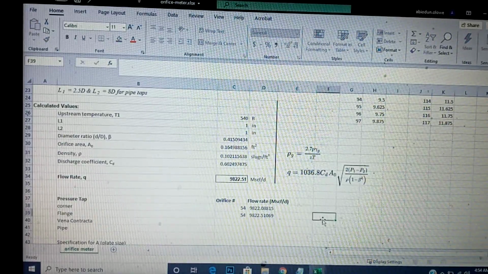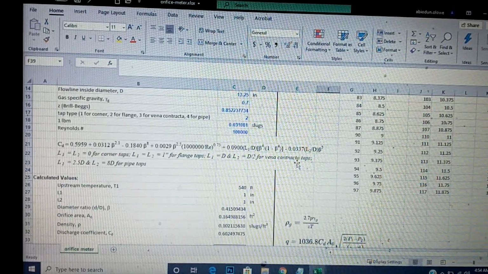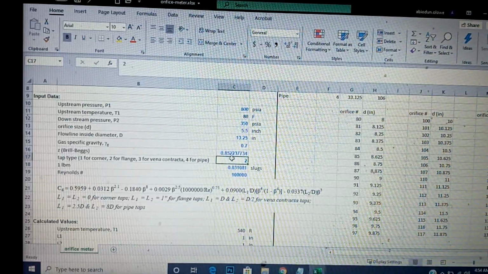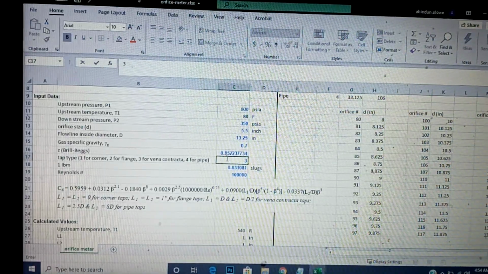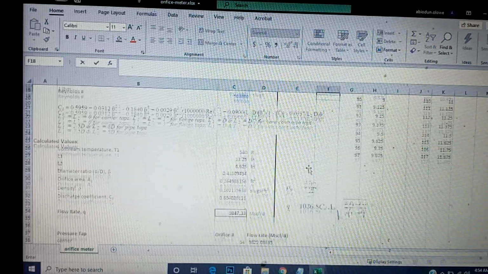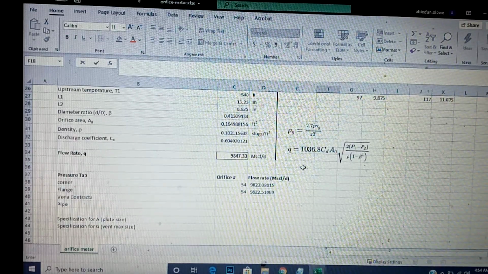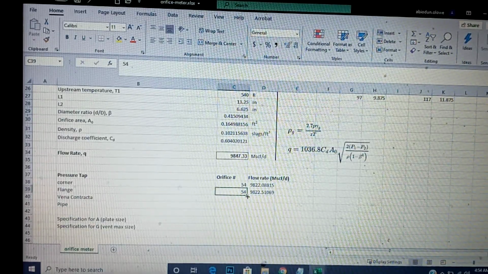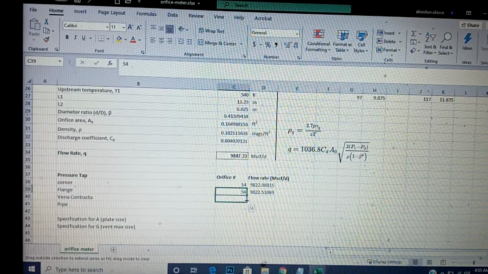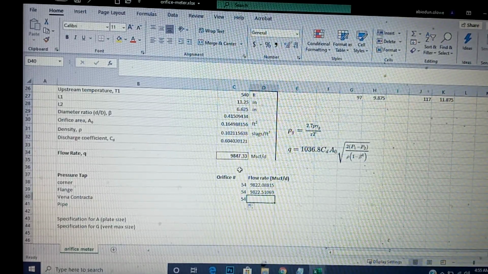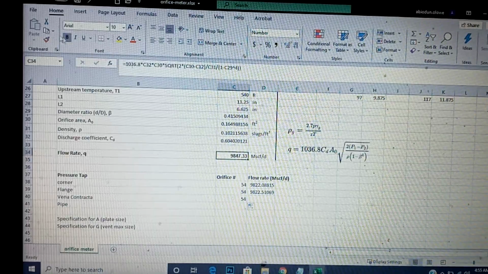Let's try the next one. Vena contracta. I put 3 there. That should be 9847. So that's also 54. If I try 55, I know it's also going to be too much. So I don't need to really waste my time on that.